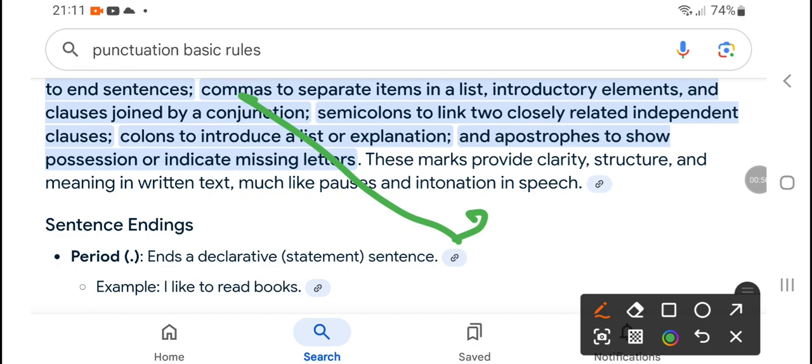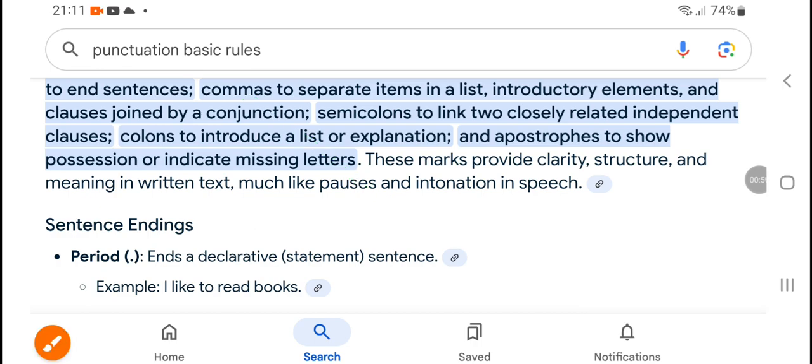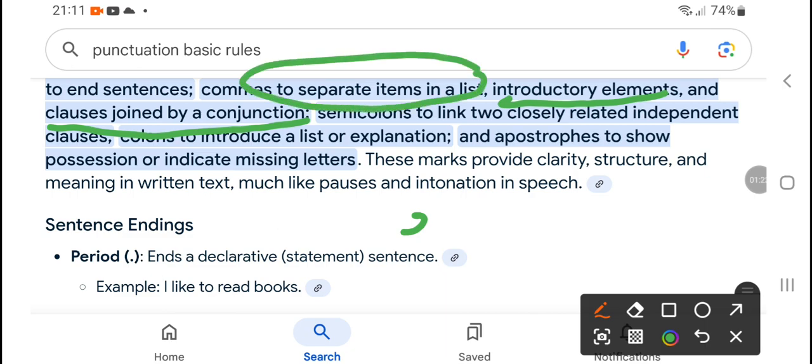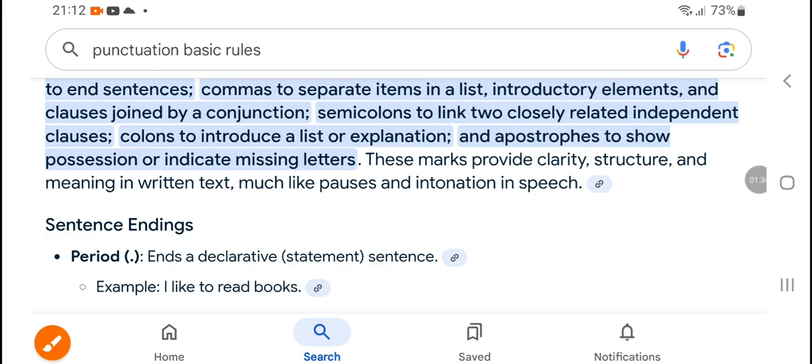Now the comma is this one. The comma is used to separate a list, or introductory elements, and clauses joined by a conjunction, right? So the comma is used for three purposes. First, to separate items in a list. Suppose chalk, duster, eraser. So the comma goes like this. That is to separate items in a list.